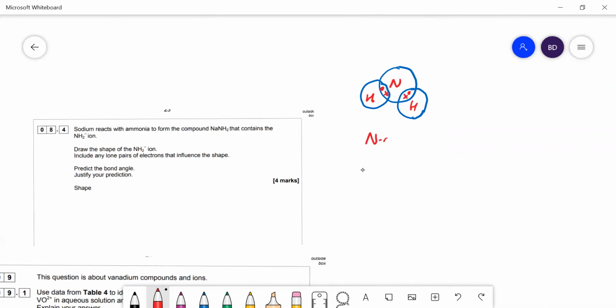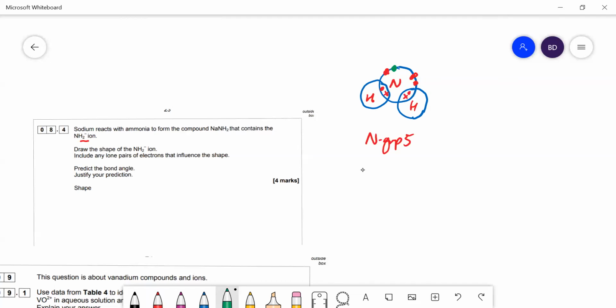The nitrogen is in group 5, so it's got 5 of its own electrons, but because this is NH2 minus, it's got an extra one. It's got 6 altogether. We've only drawn 2, so it's got 4 more. If you like, that green one is the electron that's come from the sodium, the extra one. So what we've got is 2 bond pairs and 2 lone pairs there. So this is very similar to the shape of water.